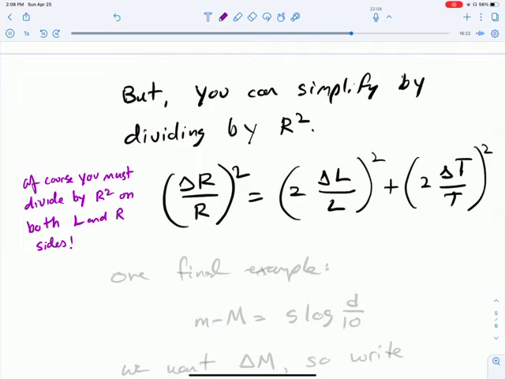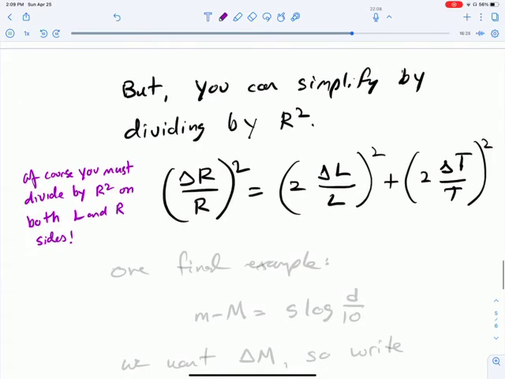And this is, again, just an application of the general rule where you have x to the power of n. We had L to the minus 2, so we get a factor of 2 out front. And we had T to the 2, so we get a 2 out front. All right, so let's do one final example.